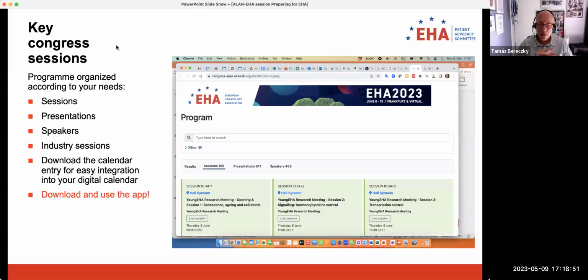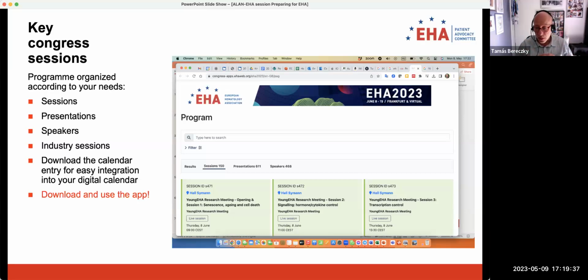Now, the Congress is structured according to certain key categories of sessions. So there are sessions which are held in a smaller or larger room where people sit together, and then there are presentations after presentations around a certain topic, accompanied by discussions. But there are also just pure straightforward presentations that you can search in the program. There you can also search the program according to speakers. Then you can also search the program according to industry sessions.